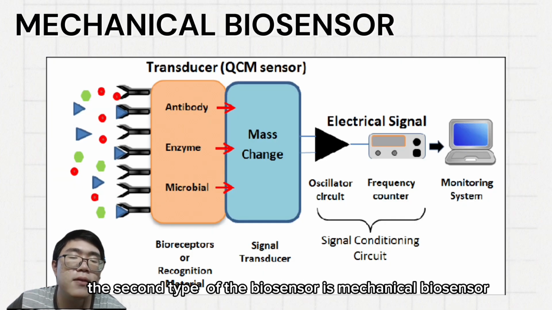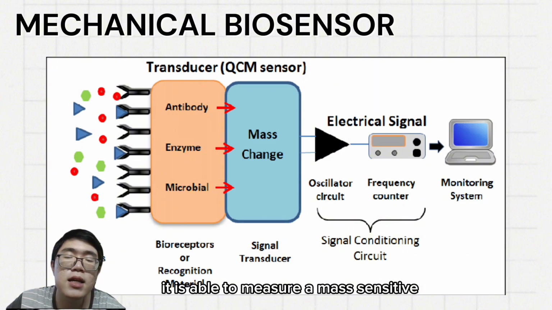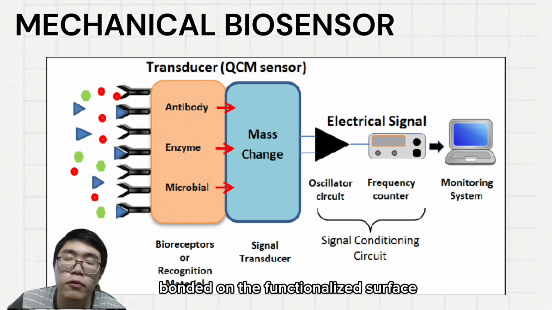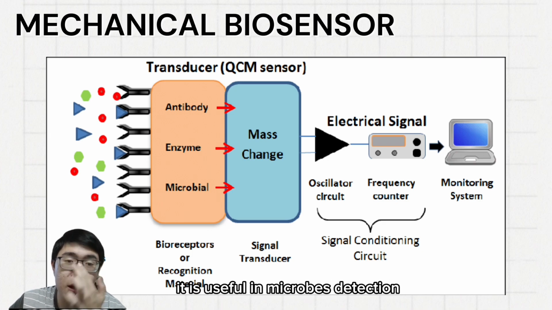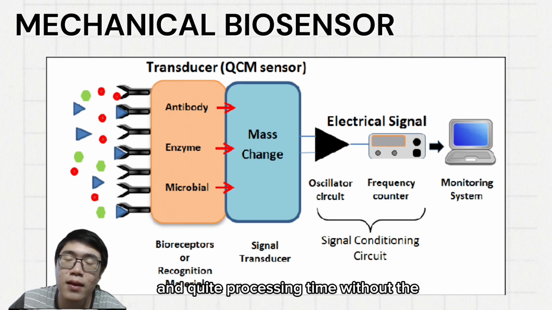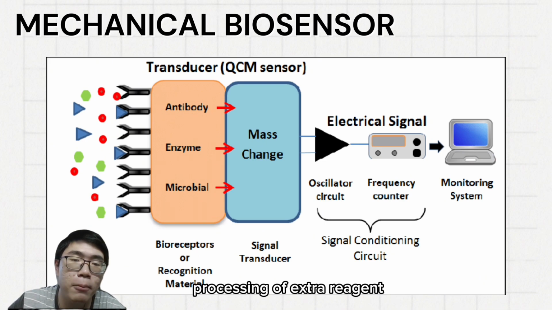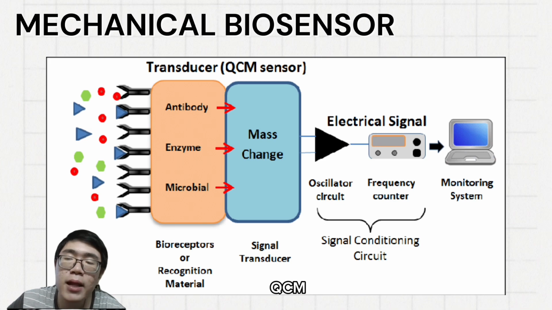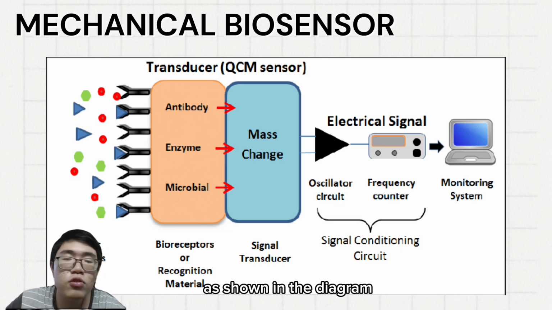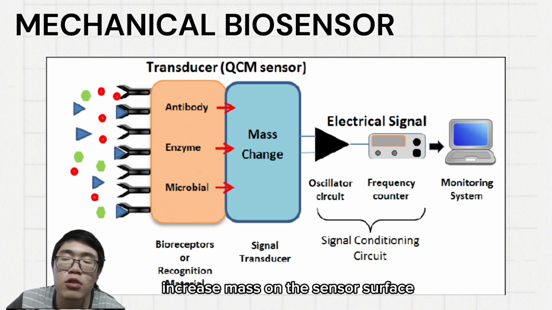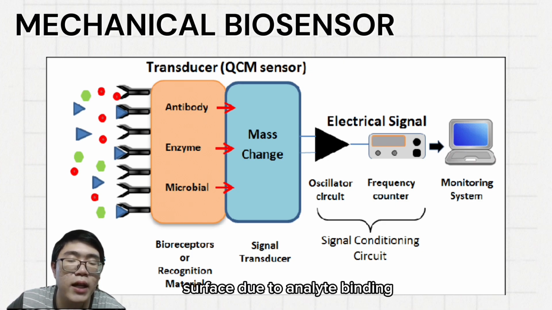The second type of biosensor is mechanical biosensor. It is able to measure a mass-sensitive sensor surface deflection because the target analyte will be bonded on the functionalized surface. It is useful in microbe detection since it can provide high sensitivity and quick processing time without the need for sample processing or extra reagent. One example is quartz crystal microbalance, QCM biosensor, as shown in the diagram. QCM will detect the resonance frequency change that results from increased mass on the sensor surface due to analyte binding.